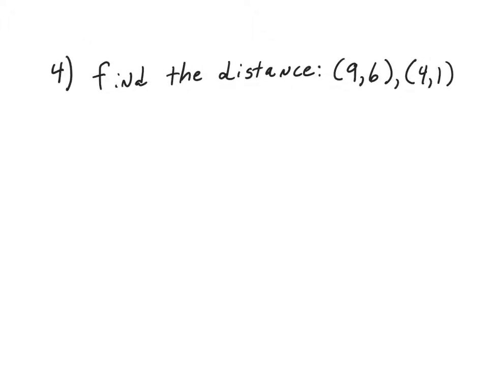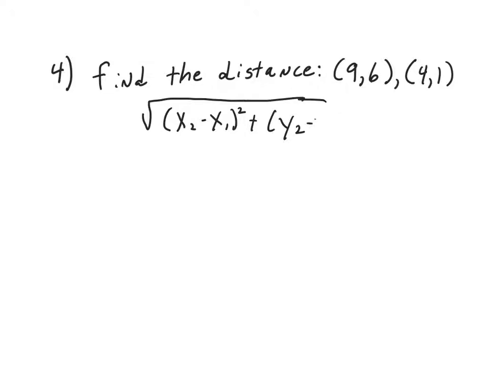On number 4, we have to find the distance between these 2 points, 9 and 6 and 4 and 1. So we're going to use the distance formula, which is the square root of x2 minus x1 squared plus y2 minus y1 squared. Okay, so let's identify our x1, x2, y1, and y2. So this will be our x1, this will be our y1, this will be x2, this will be y2.